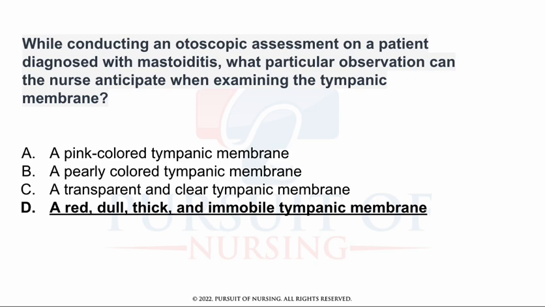All right, so an otoscopic exam in a patient with mastoiditis is going to reveal a red, dull, thick, and immobile tympanic membrane with or without perforation. Also, your postauricular lymph nodes may be very tender and enlarged. The patient may also present with a low-grade fever, malaise, and a loss of appetite. They may have some swelling behind the ear and pain with minimal movement of the head.